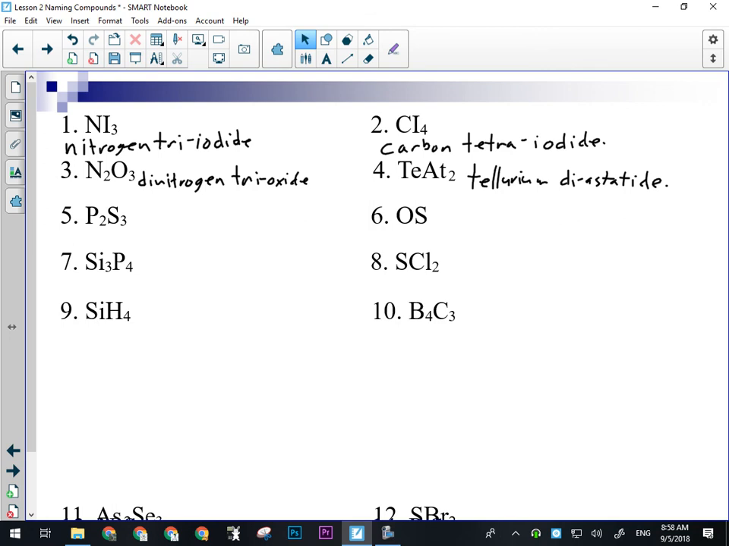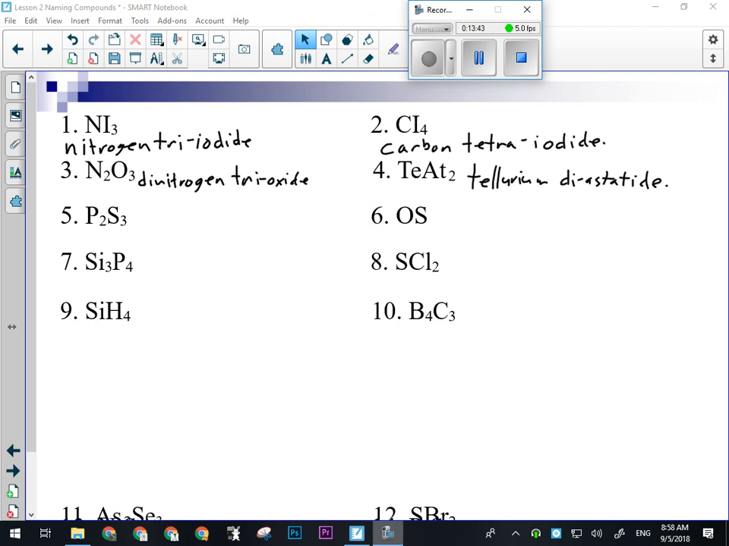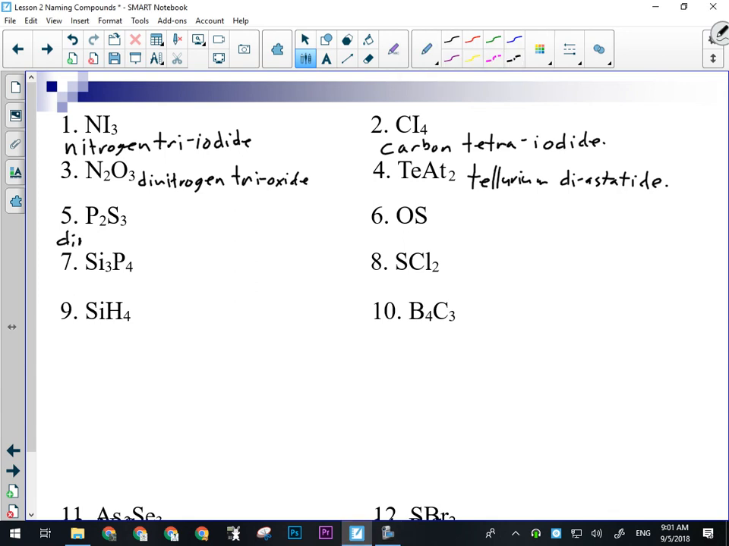Try the rest of them there. Okay, so for number 5 here, I've got 2 phosphorus and 3 sulfur, so this is going to be diphosphorus trisulfide. And we've got 1 oxygen and 1 sulfur, so this is going to be oxygen monosulfide. Okay, how many people have done 7 and 8? Okay, let's look at those 2.